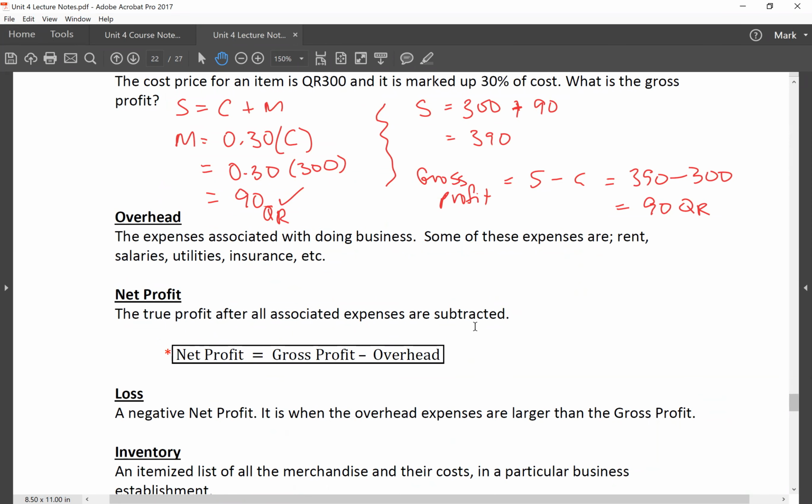So let's look at two more terms. The overhead and net profit, two more terms. Okay, overhead. This is a term that relates to all of the money spent with doing business. So overhead is everything else, like things that you spend money on. So this is the opposite of profit. You're not making money here. This is the expenses associated with doing your business. It could be employee salaries, rent, insurance. I'm just kind of reading off the slide here. It could be even things like delivery costs, gas.